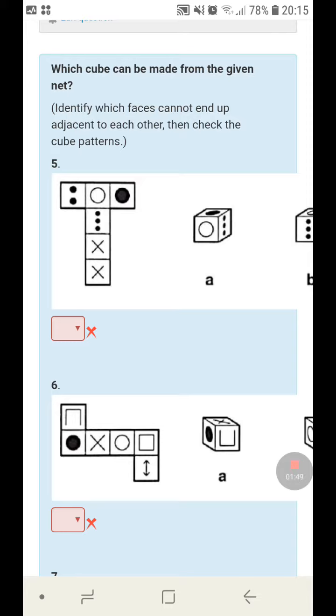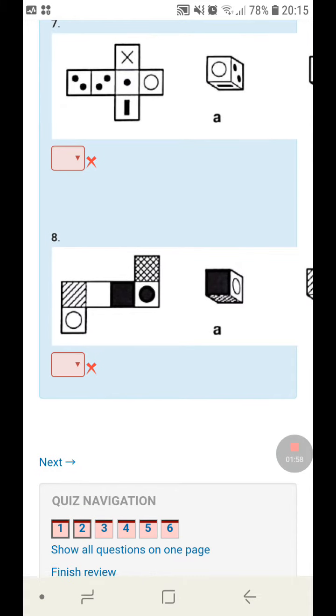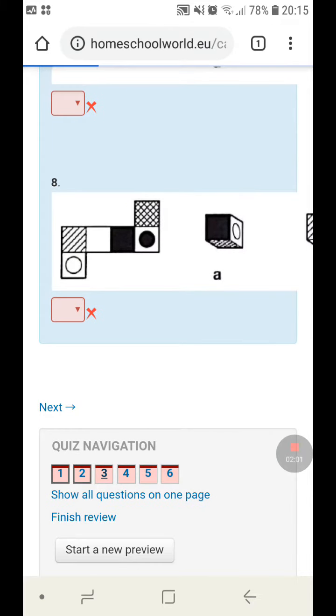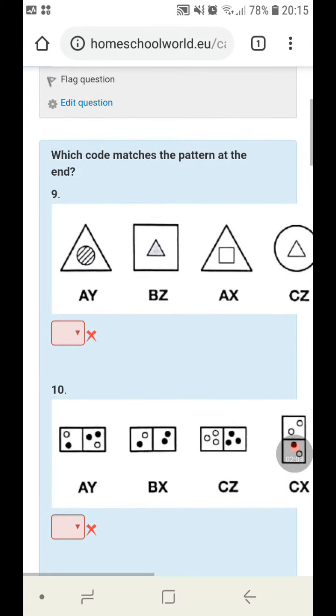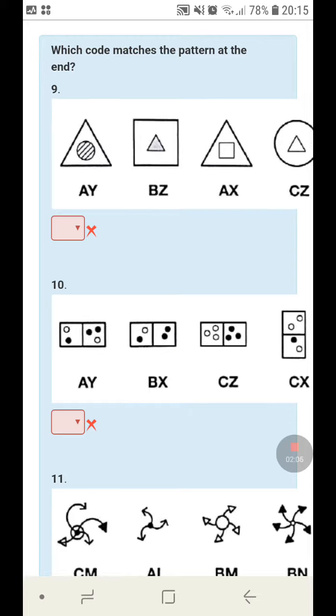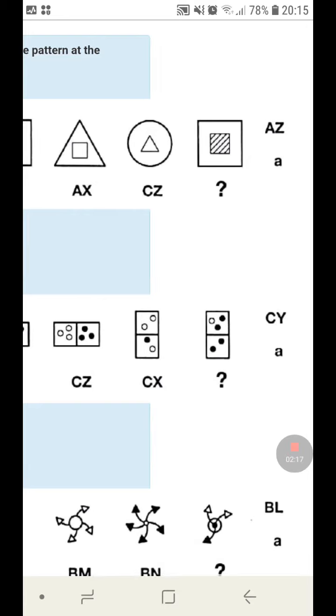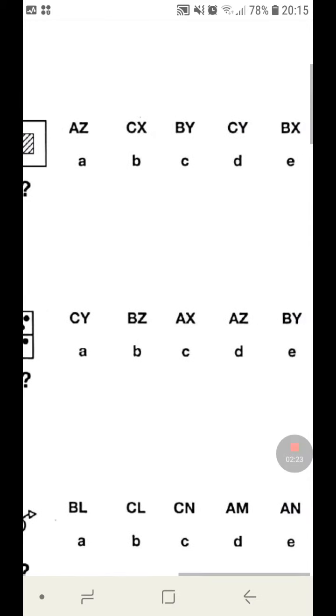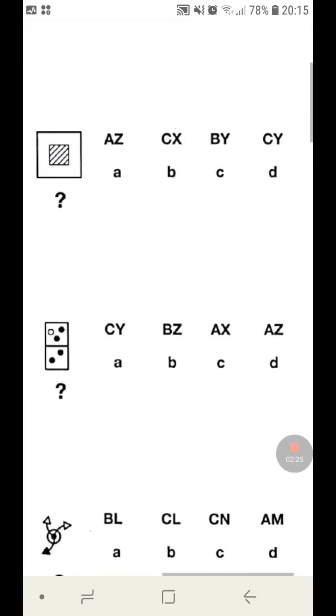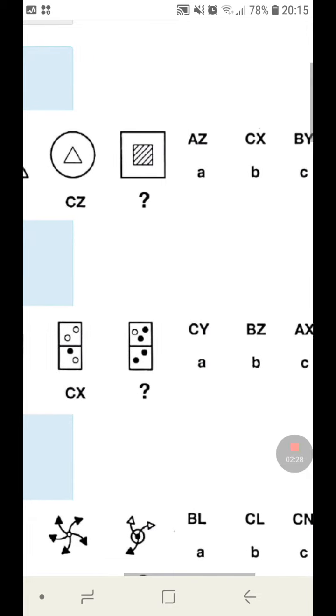Now we'll look at another kind of question, the codes. For this one, it says, which code matches the pattern at the end? You've got a pattern on the top and 2 letters as the code, so the code is for that pattern. Then you have one of the patterns at the end with no code. You need to choose the code for that. So A, B, C, D, E. One of them is the code for this mysterious pattern.